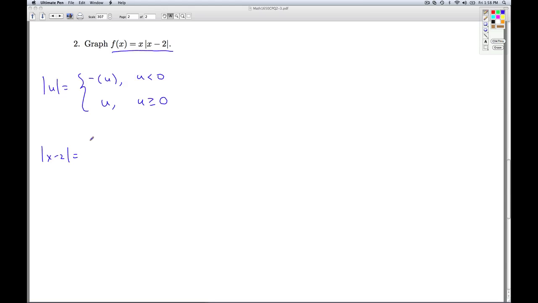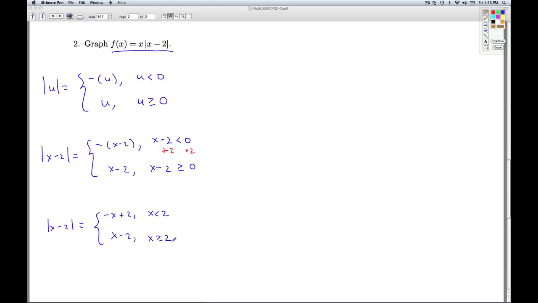So if I look at the absolute value of x minus 2, it's either the opposite of x minus 2, if the x minus 2 is less than 0, or it's x minus 2 itself, if the x minus 2 is greater than or equal to 0. Simplifying this, it's either minus x plus 2 if, now let's look at this condition, solve this inequality here, x is less than 2, or it's plain old x minus 2 if, solve this inequality, x is bigger than or equal to 2.